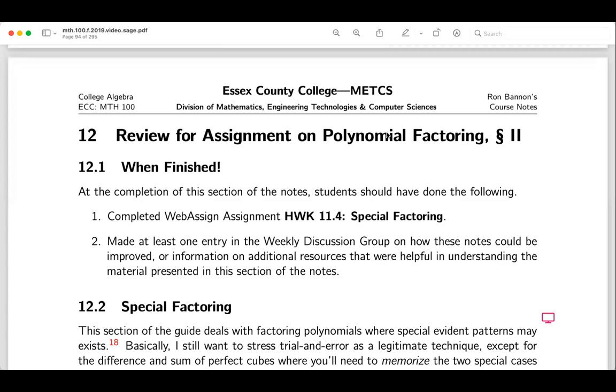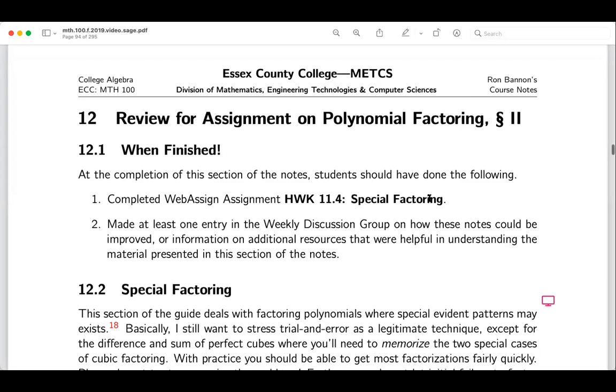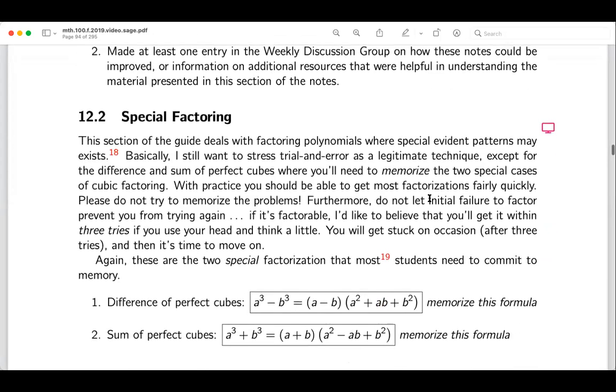Okay, we're in section 12. That's polynomial factoring, and this is a continuation of what we've done before. What we've done before is the greatest common factor, factoring by grouping, and then the quadratics, ax squared plus bx plus c. This is going to be a section on special factoring, and we covered that section already.